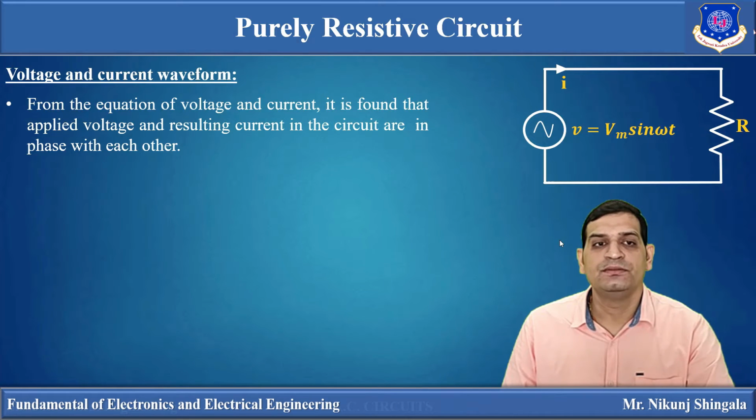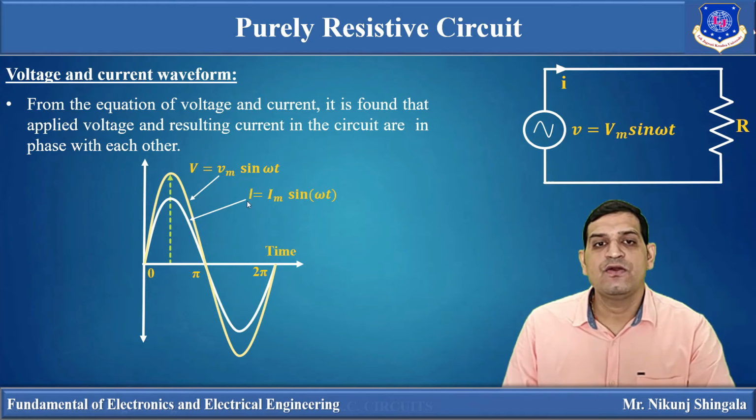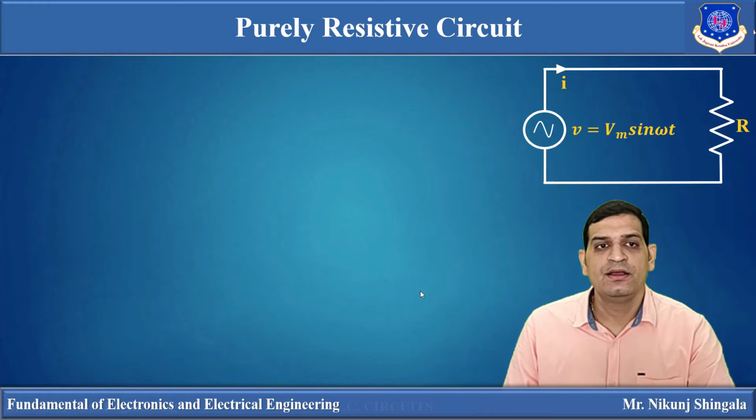That is the conclusion. This is the plot of Vm sin ωt. This is the waveform of i = Im sin ωt. As there is no phase shift between voltage and resulting current, you can see both attain maximum value at the same time, and both attain zero value at the same time. So that is why both quantities are said to be in phase. There is no phase difference between voltage and resulting current.